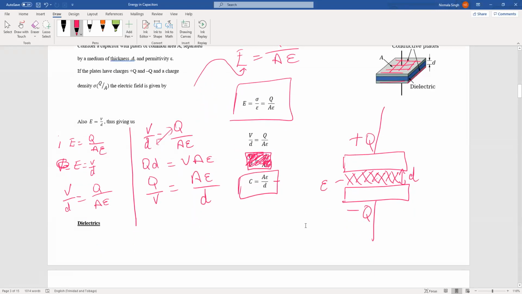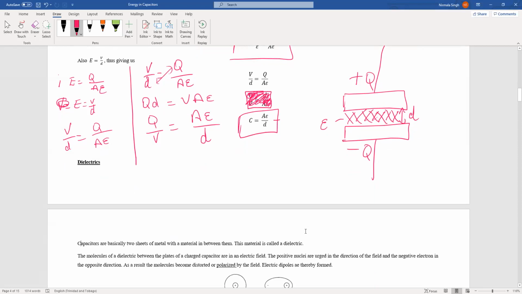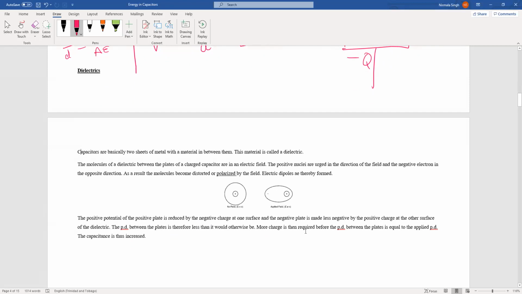So, dielectrics. Now, without a dielectric, a capacitor will not work. It will work for like a trillionth of a second, which is not any sort of appreciable time. So what is a dielectric? Let's read. Capacitors are basically two sheets of metal with a material in between them. That's the very basis of a capacitor. You can make a capacitor out of metal and paper. The material is called a dielectric. The molecules of a dielectric, let me just make this larger so you all can read it easier.